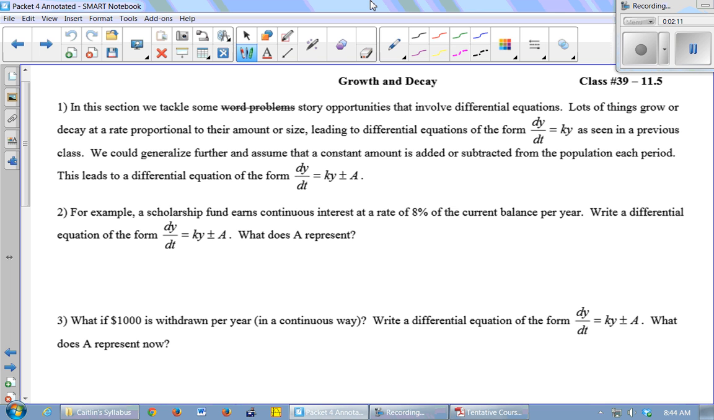All right, so if it grows at 8% of its current balance, so its growth rate is how it grows. So it grows at 8% of its current balance, right? And then what is plus or minus a? What does the a represent here? Yeah, deposits or withdrawals, yeah.